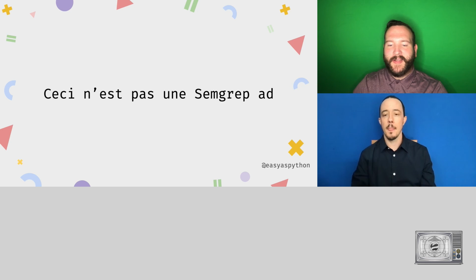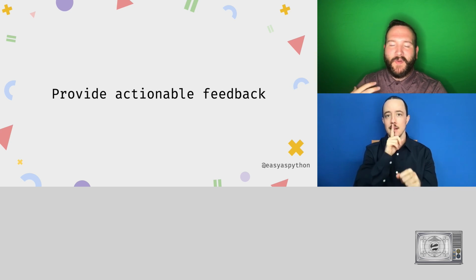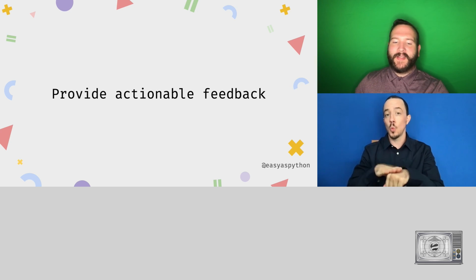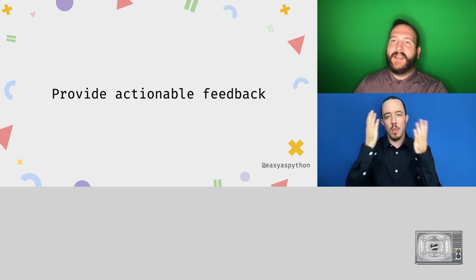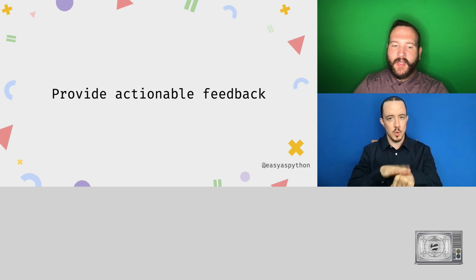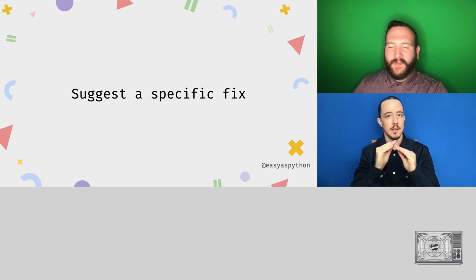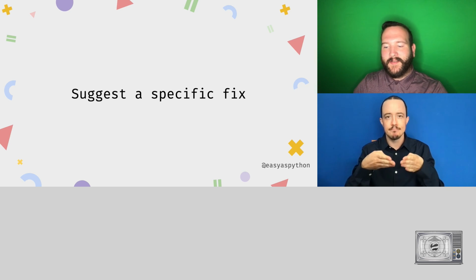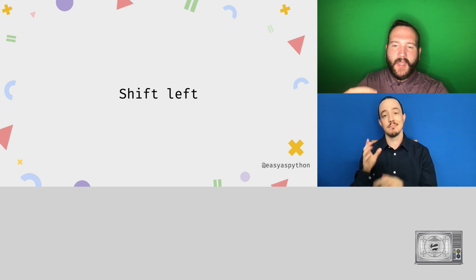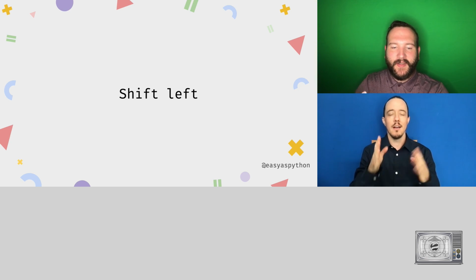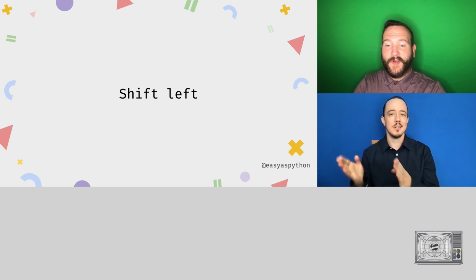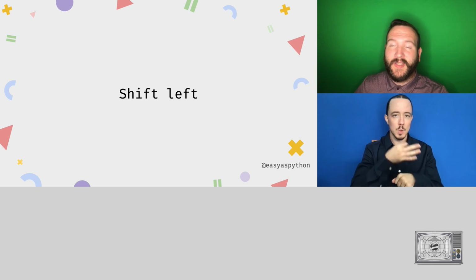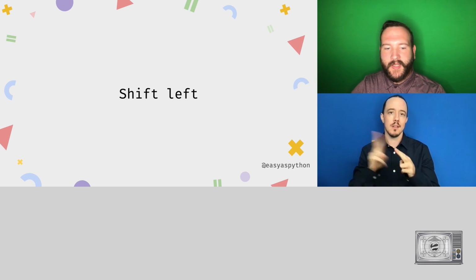I leave you with a reiteration of a few points. Provide actionable feedback. Warnings that can't be fixed will lead to signal fatigue and obfuscate real issues. Suggest a specific fix when possible. This increases actionability and narrows focus to the less obvious issues. And shift left. Verify code using analysis in later parts of your development workflow, but aim to shift this feedback as early as possible for maximal productivity.